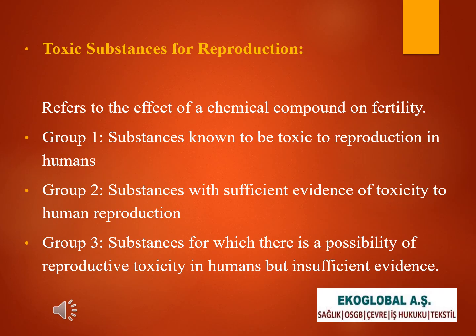Toxic substances for reproduction. Refers to the effect of a chemical compound on fertility. Group 1. Substances known to be toxic to reproduction in humans. Group 2. Substances with sufficient evidence of toxicity to human reproduction. Group 3. Substances for which there is a possibility of reproductive toxicity in humans but insufficient evidence.